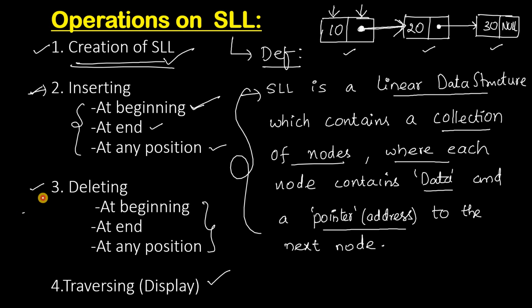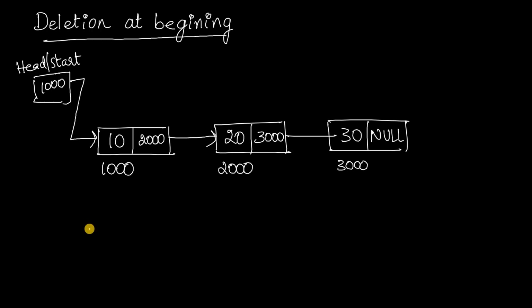Now the next operation is deletion. Again we have three options here. First we will start with deletion at the beginning. See this example. Here we already have three nodes in the list. This is the first node, this is the second one, and this is the third one. Now what is the operation? Deletion at the beginning. That means I want to delete this first node. What changes do I have to make? As I told you already, this head or start pointer will always point to this first node, right?